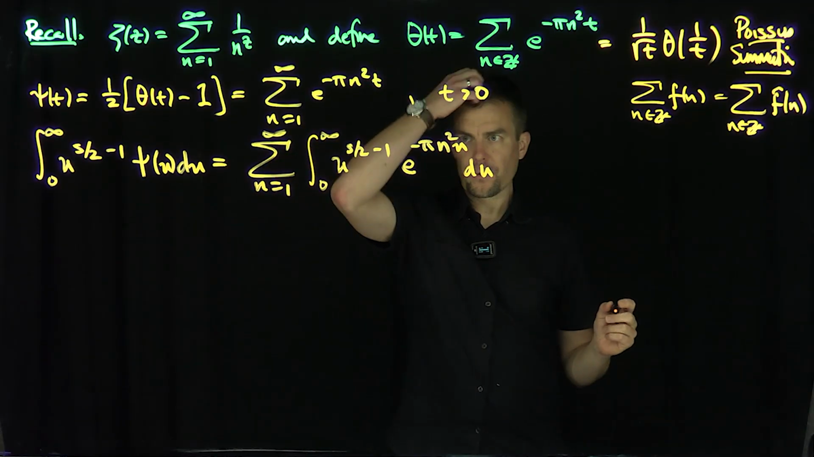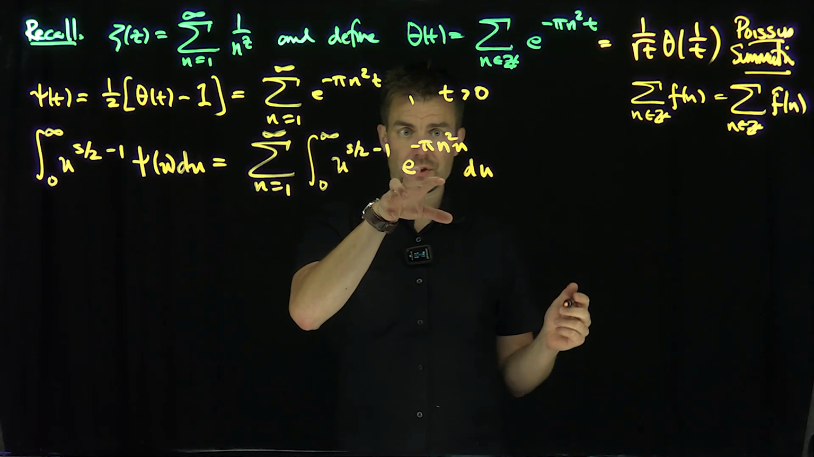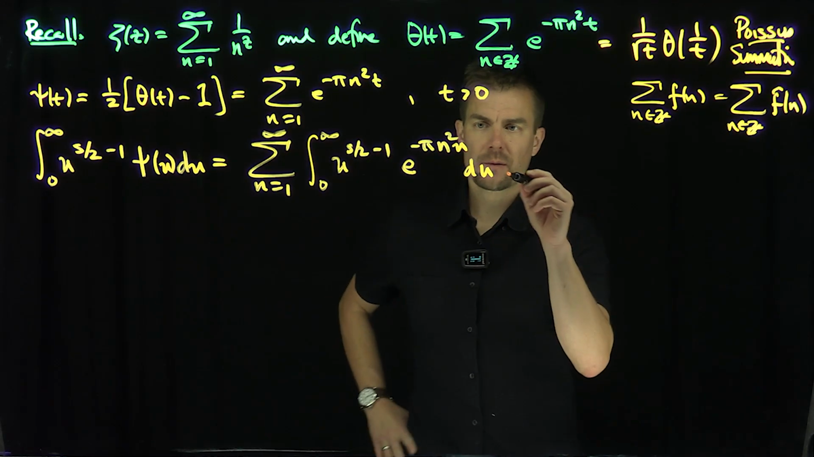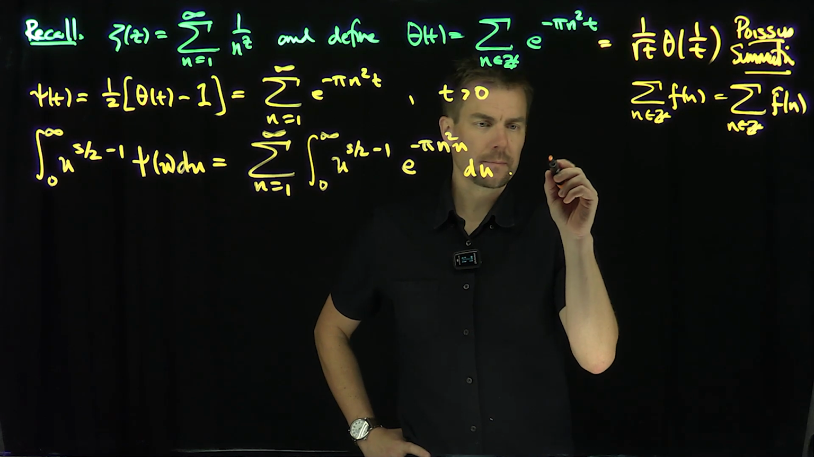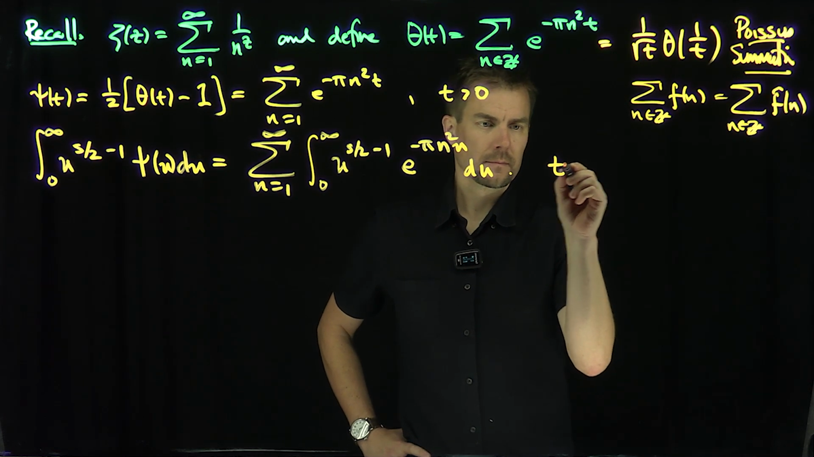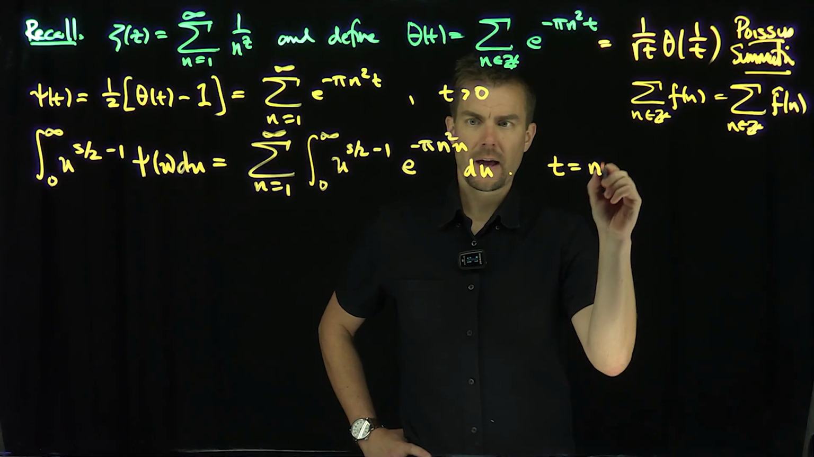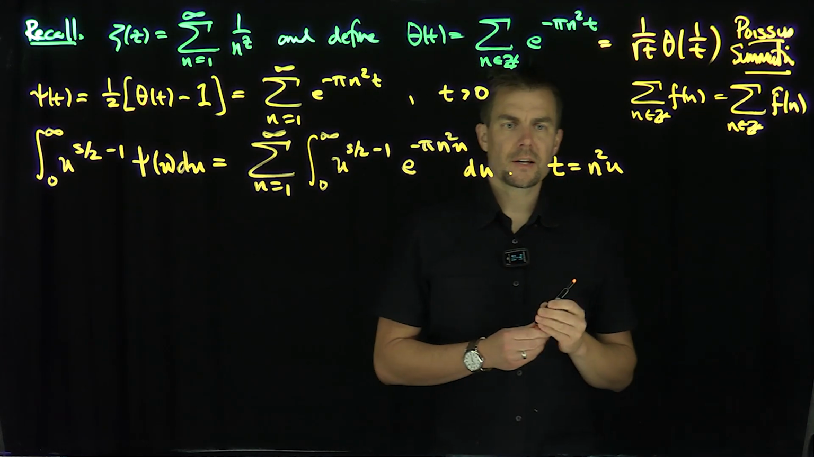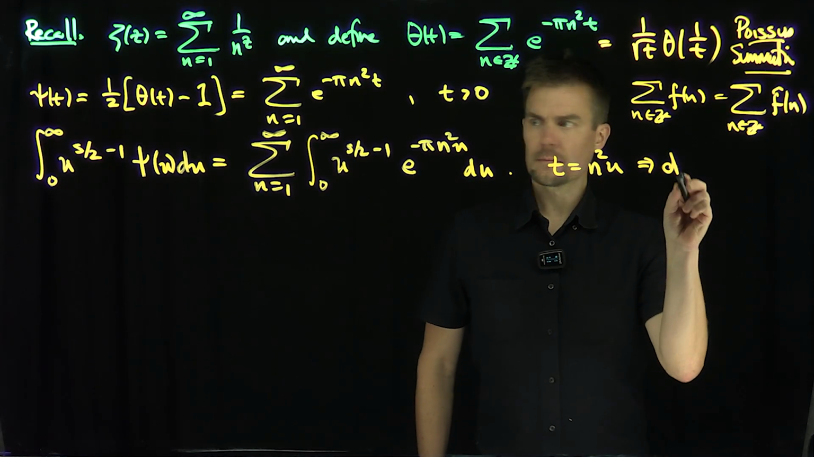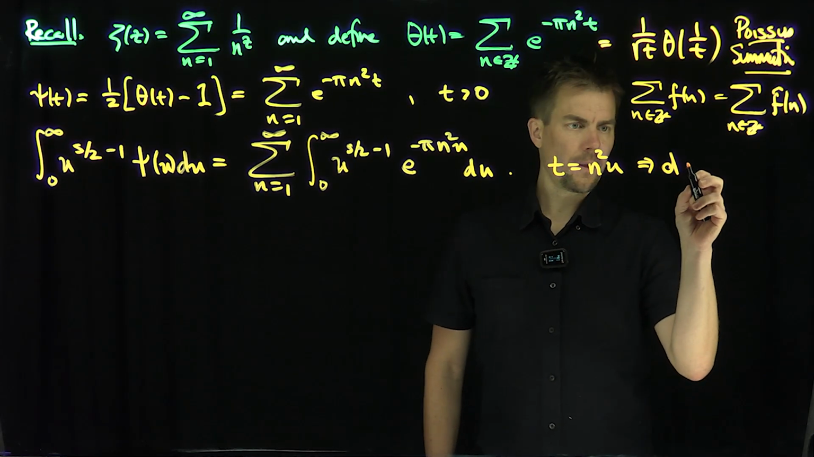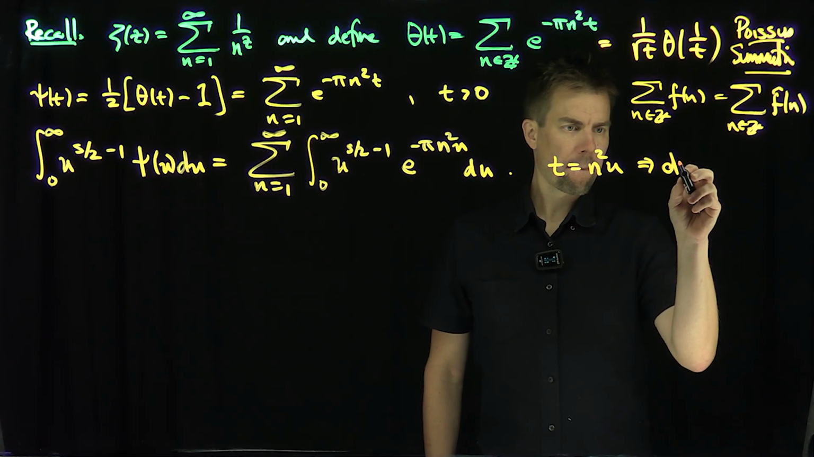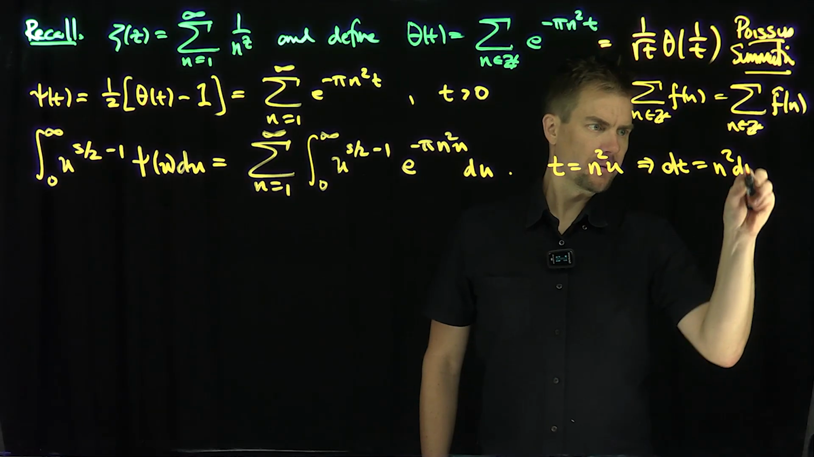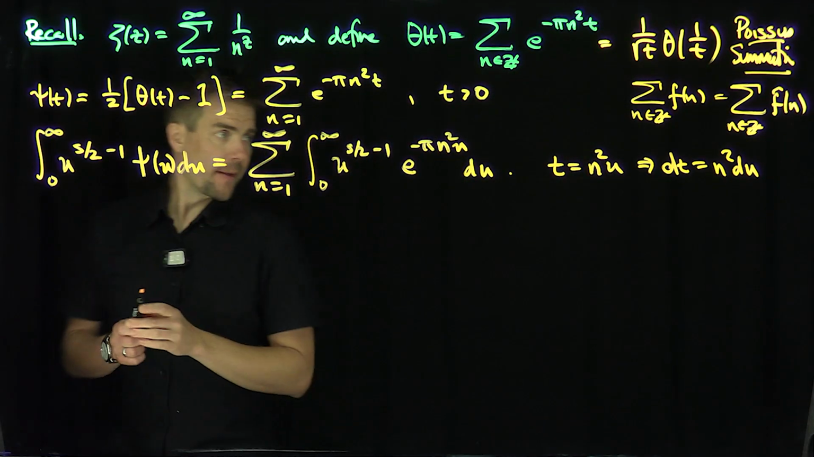And so now what we're going to do is the following. We want to change this into something that looks like just a pure exponential. So I'm going to look at a new variable. We're going to define t to be n squared u, like that. Great. So then what's dt going to be? dt is going to be n squared du, okay? And then what does our integral become?